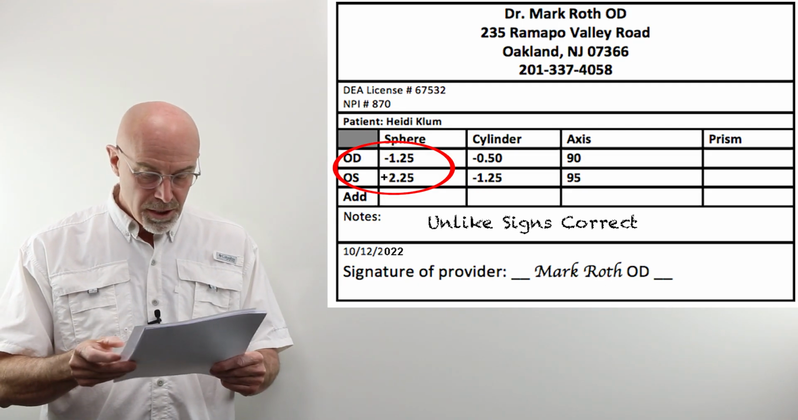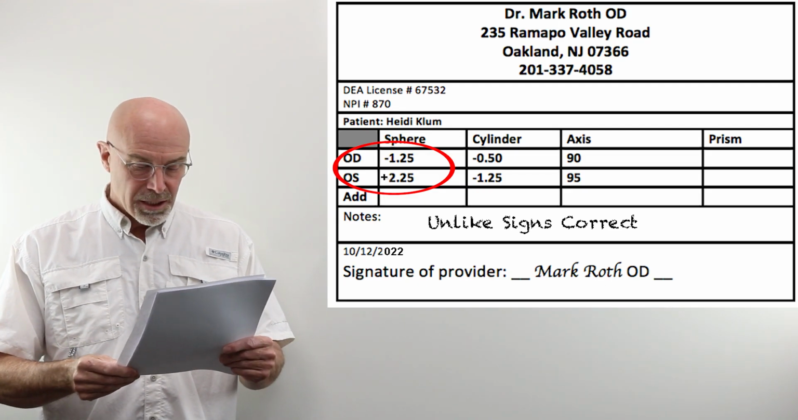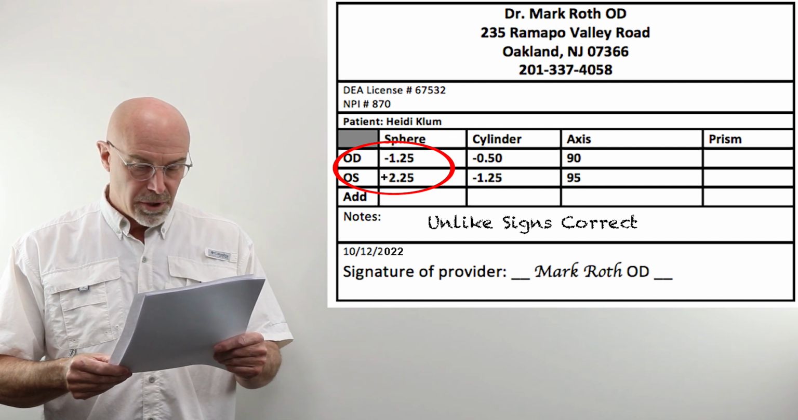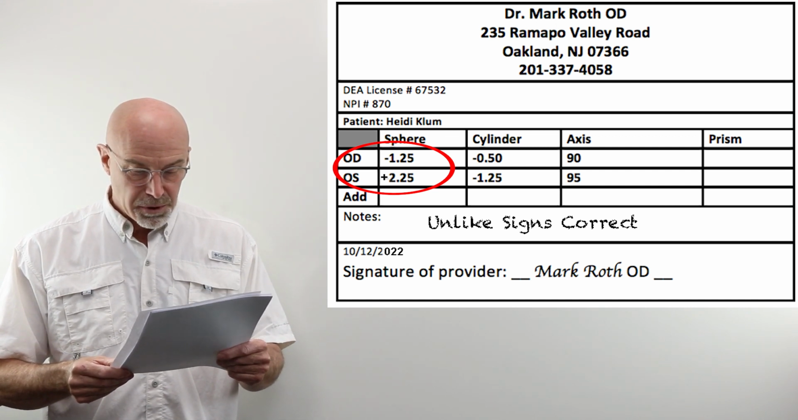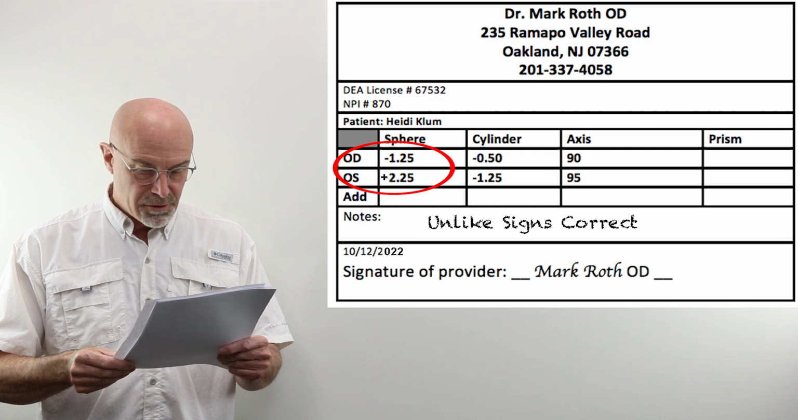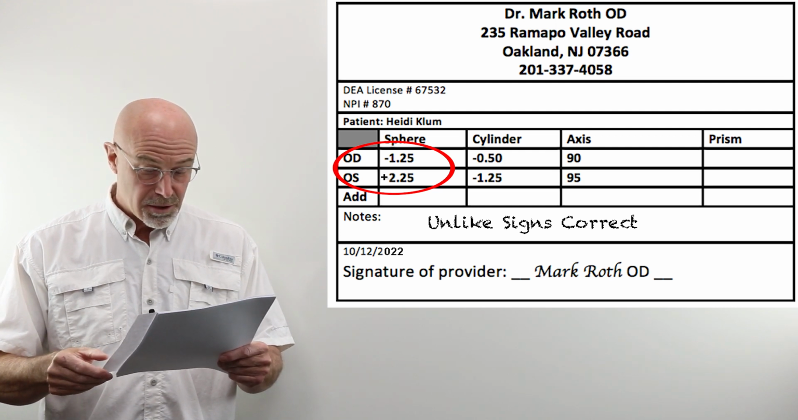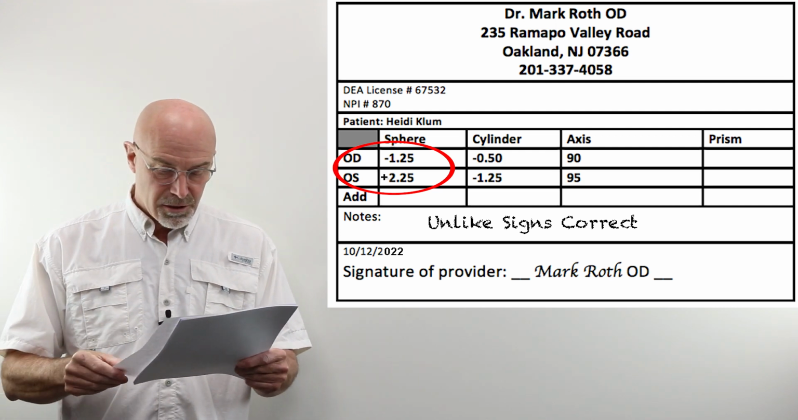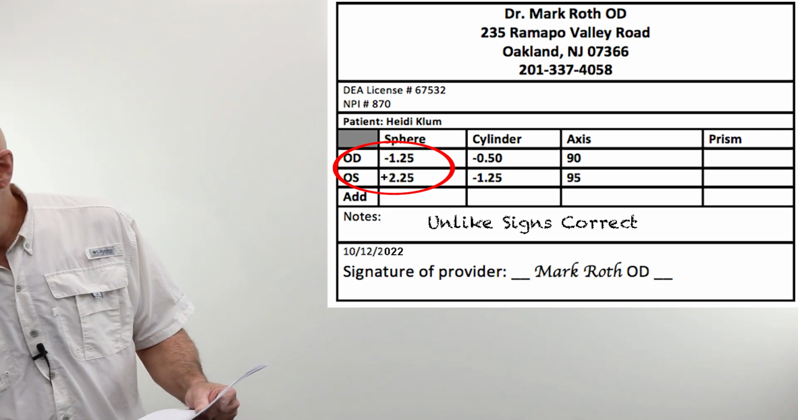This is one of the good ones. Unlike signs correct. Look at your right, it's a minus. Look at your left, it's a plus. No sense in having to call anybody and double check and say, oh, did you mean that? Unlike signs correct. Excellent. Yep, you're good to go.